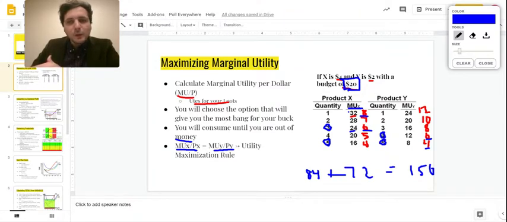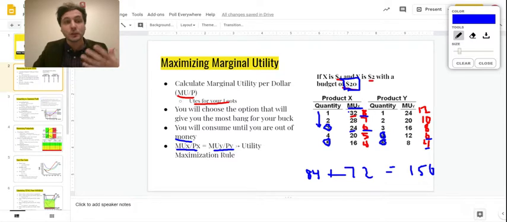So if I'm getting 8 utils per dollar and I want that utils per dollar number to be lower, what should I do? Well, if I want it to be lower, then I need to consume more, right? So for X, I should consume more if my current utils per dollar is 8. I should consume more, right? And this should make logical sense because when I consume more, I get less additional utility per dollar, right? Because of the law of diminishing returns.